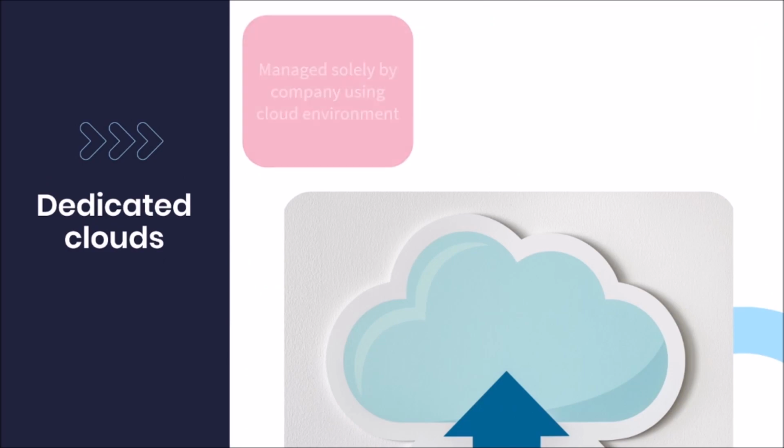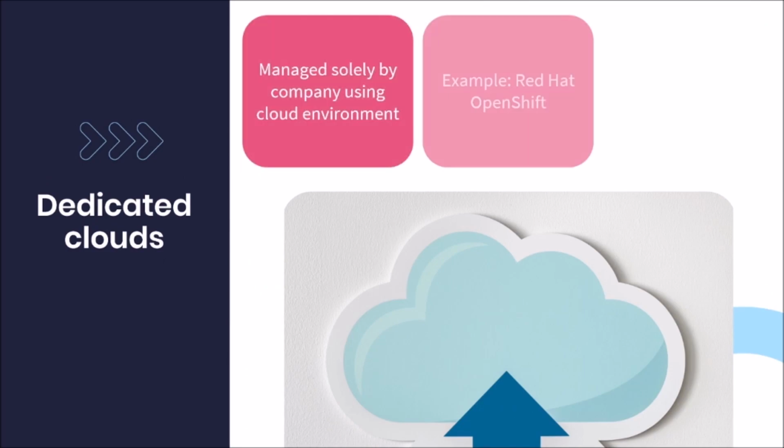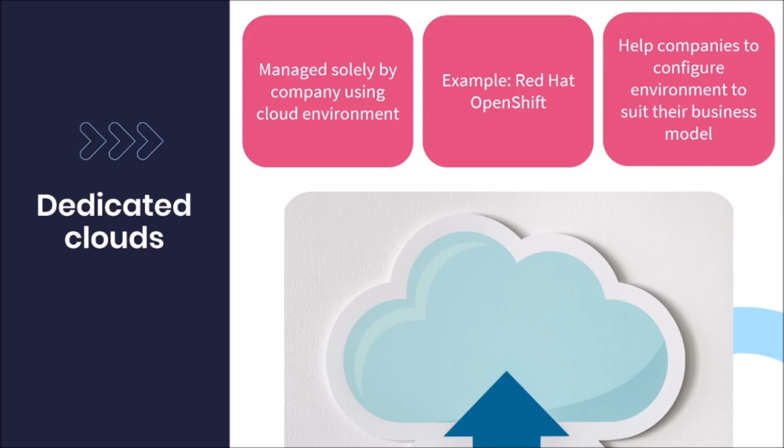Dedicated cloud environments are managed solely by the company who uses the cloud environment. A good example is Red Hat OpenShift, which uses a private and dedicated cloud service and is privately managed by the Red Hat organization. Dedicated clouds benefit big companies because they manage the cloud services, so they can configure the environment to best suit their business model.